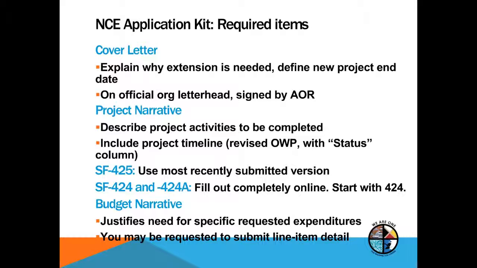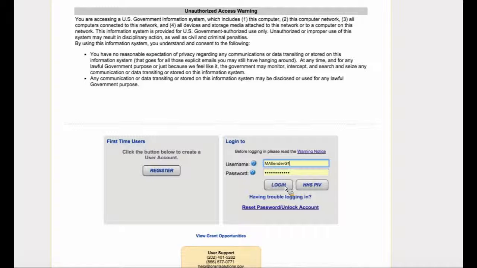The final item to be submitted will be the budget narrative. This you'll need to justify all of the requested expenditures that you'll need to make during the extension period, and you may also be required to submit a line item budget to detail each of the different items by category that you'll be needing to purchase using your unspent funds.